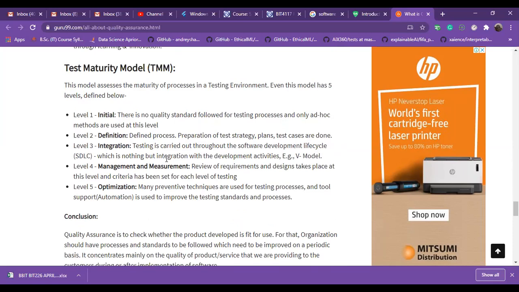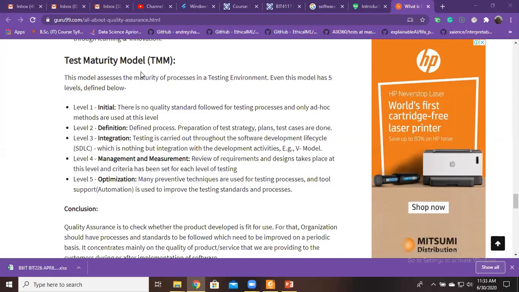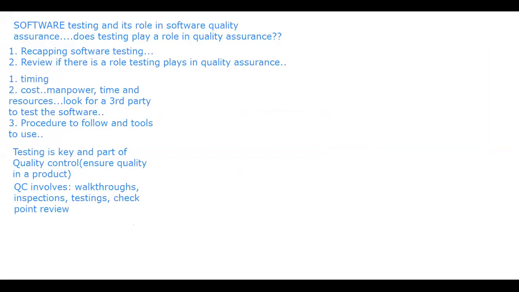There's no quality standard followed for the testing process, and only ad hoc methods are used at this level. We have definition, where we have defined processes. We have integration, where testing is carried out throughout the software development lifecycle, integrated with the different development activities. And then management and measurement, and then optimization, where preventive techniques are used for testing processes and tools, automation, and all of that. So basically, we have seen that testing is an important aspect in software development, and thus it is really key.